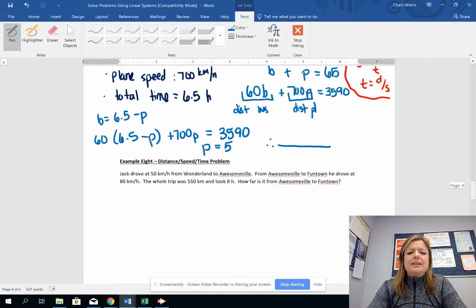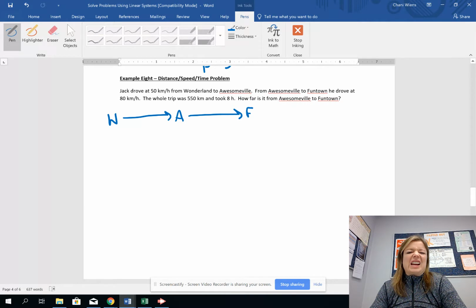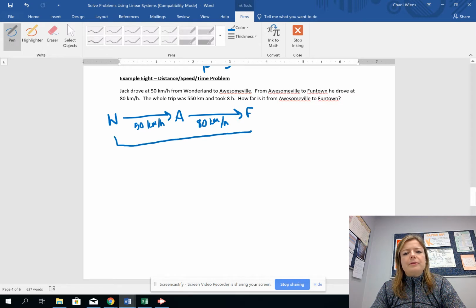Okay, one more question that's similar, but you'll see the difference in a moment. So Jack drove 50 kilometers an hour from Wonderland to Awesomeville. Okay, so he goes from Wonderland to Awesomeville, and then from Awesomeville to Funtown. These little diagrams help me. So from Wonderland to Awesomeville, he went 50 kilometers an hour. And from Awesomeville to Funtown, he drove 80 kilometers per hour. He really wanted to get to Funtown. The whole trip was 550 kilometers and took 8 hours.